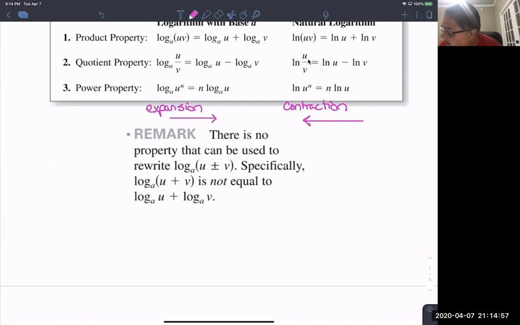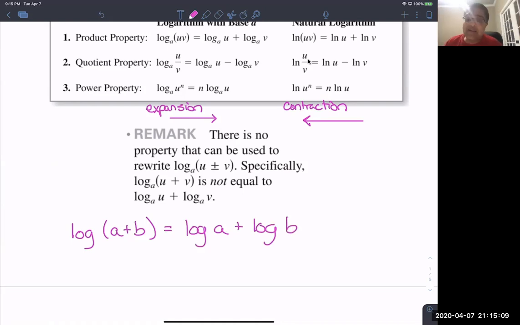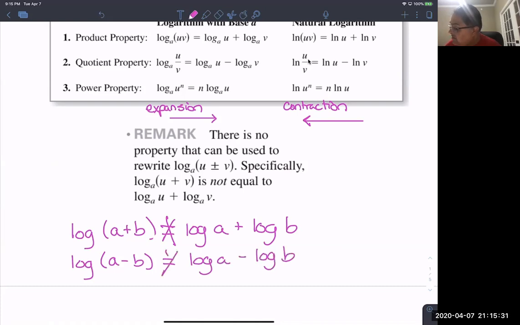Namely, a lot of students will do this: the log of a plus b is the same as the log of a plus the log of b. So they'll kind of distribute the log. You can't do that. You can't distribute. So this is not a true statement. This is not true. You can't do this. Likewise, you cannot do the log of a minus b being the same as the log of a minus the log of b. This is also false.